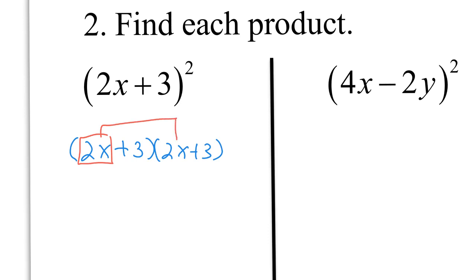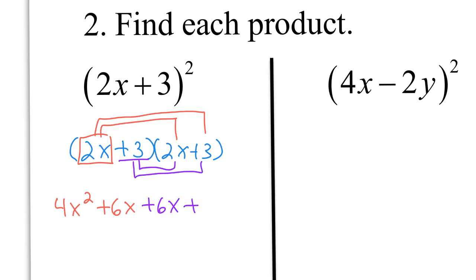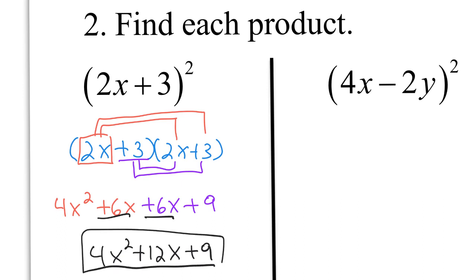2x times 2x, that is 4x squared. 2x times 3, that's going to be positive 6x. You multiply the numbers and keep the variable. Then you take the 3 times the 2x, and that's a positive 6x. And 3 times 3, that's a positive 9. You guys combine like terms in the middle. So we have 4x squared plus 12x plus 9. So we got the trinomial.